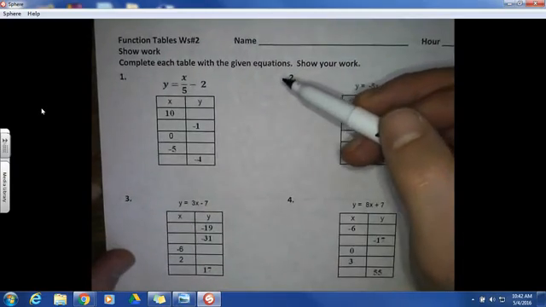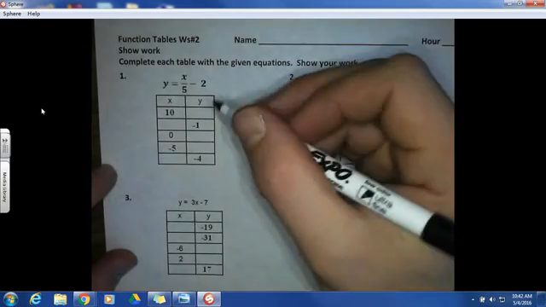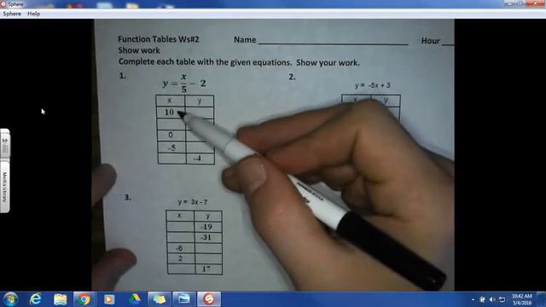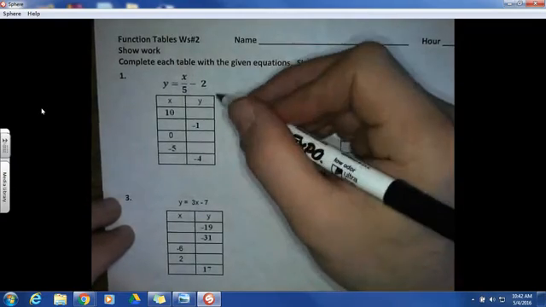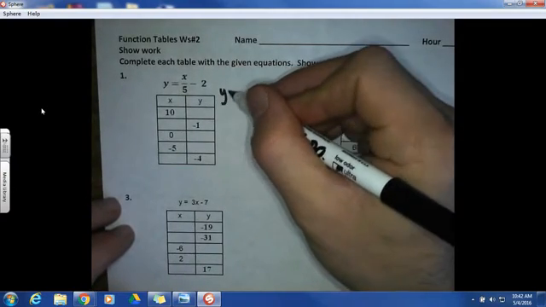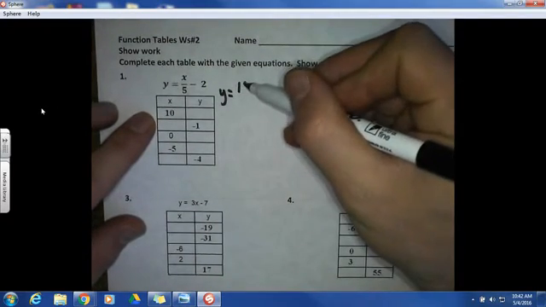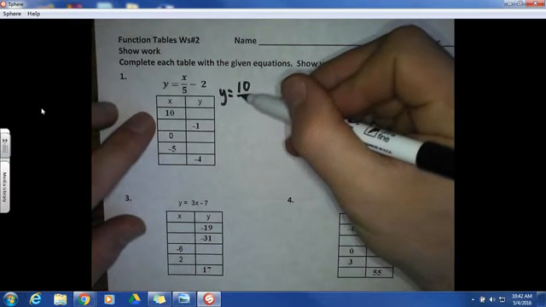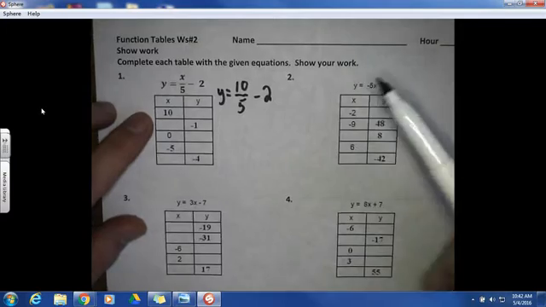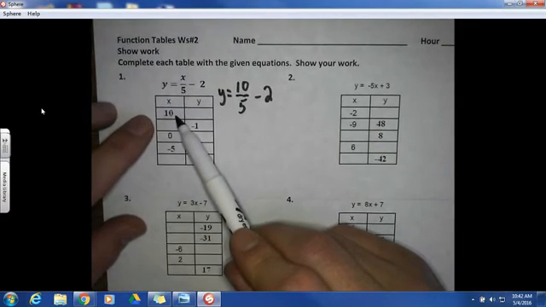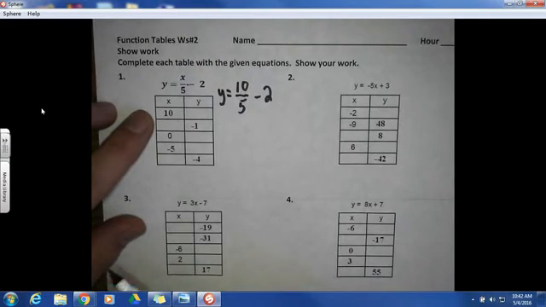So for the first one, it gives us an x value. So what we do with that x value is we go back to the original equation and we plug in the x value that it gives us for the variable x. So in this case, I always start by rewriting the equation, and instead of an x, I'll have a 10. So it'll be y equals 10 over 5 minus 2. And again, I just got that by taking the 10 that it gives me for x and plugging into the x value in the equation. So now I can just solve that for y.